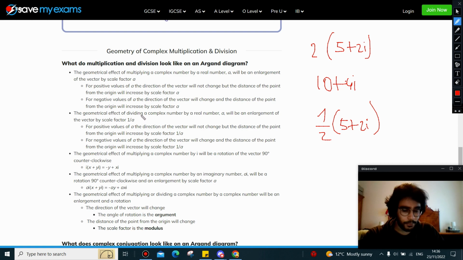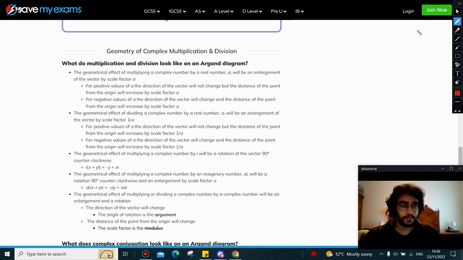Okay, that's the first thing. So the geometrical effect of dividing a complex number by a real number is as we said here. The geometric effect of multiplying a complex number by the imaginary number i will be a rotation of 90 degrees counterclockwise. Let's say that you have, again, 5 plus 2i. So 5 is here, 2i is here, so you have this vector, that's your geometric representation.